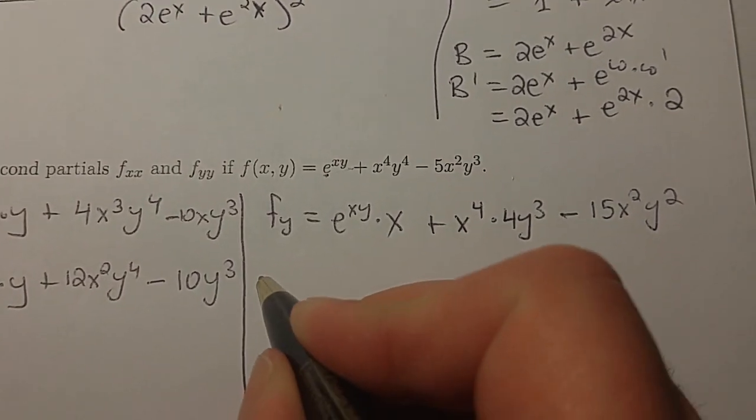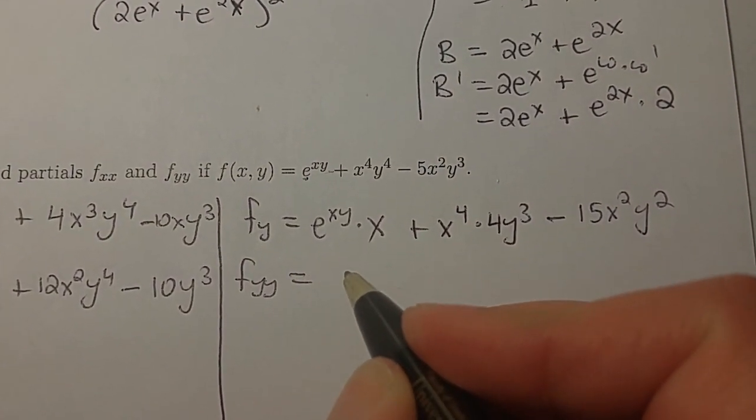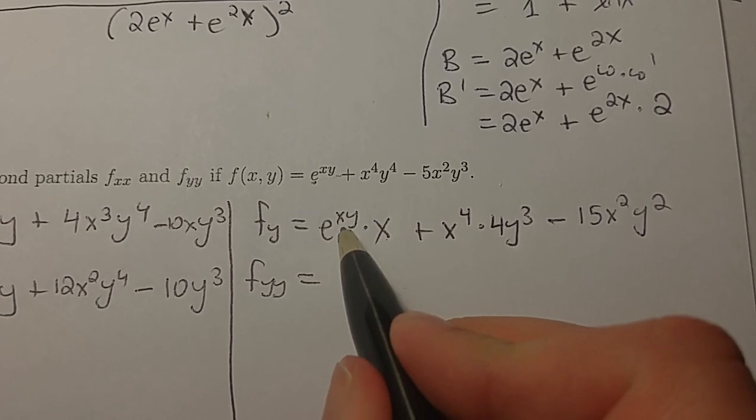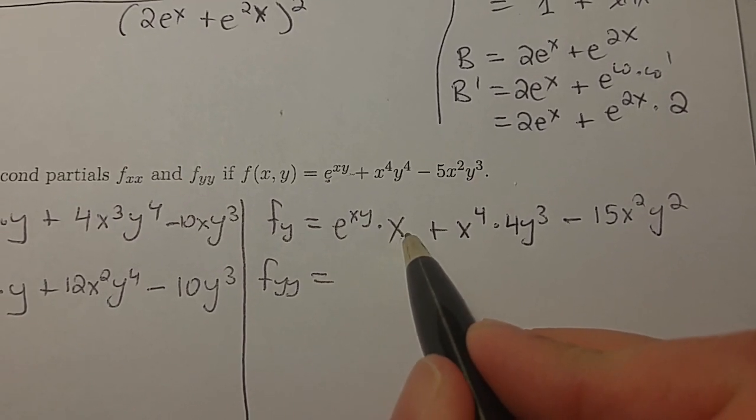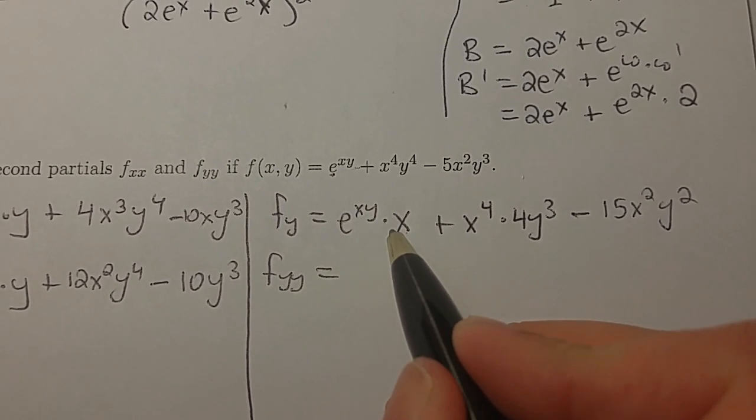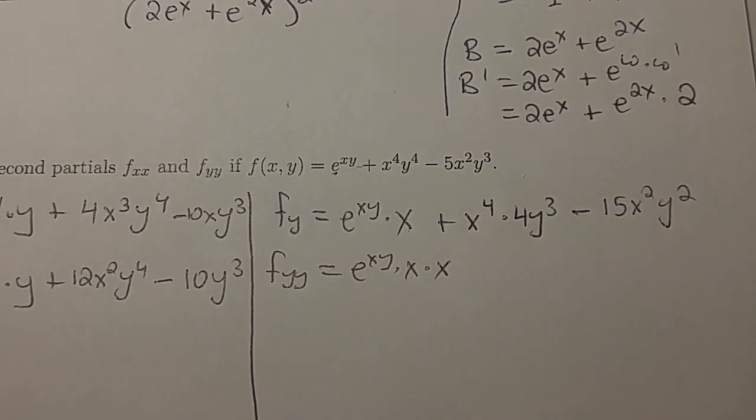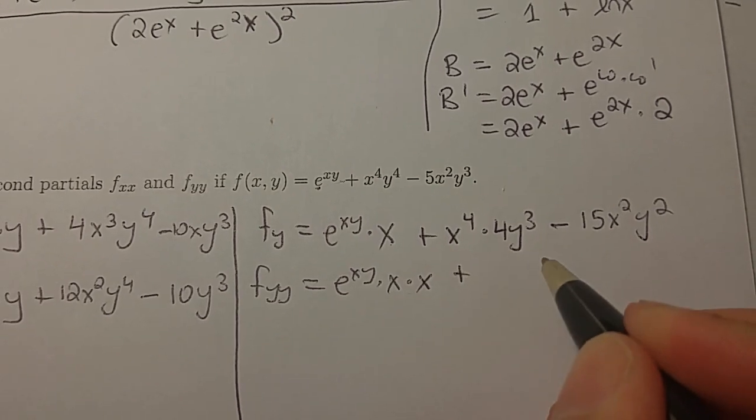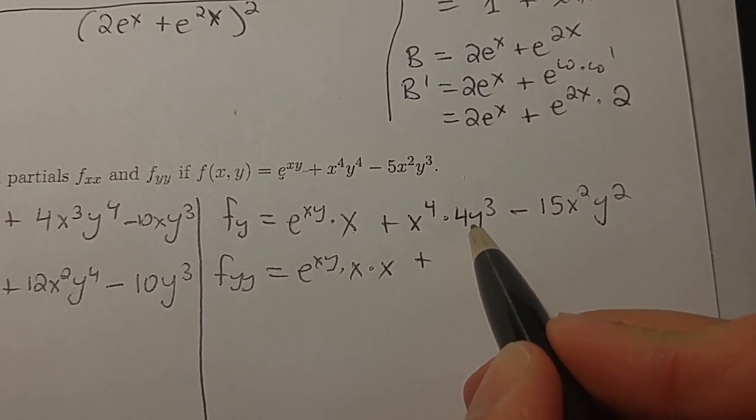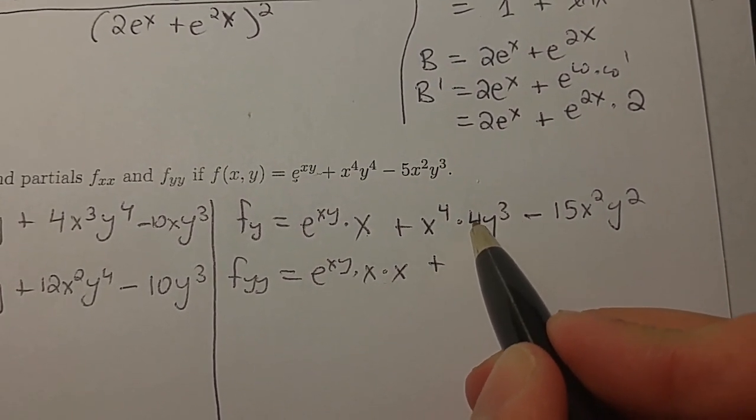Now we take the derivative of that again with respect to y. We have constant times e to the w. We'll get constant times e to the w times w prime. So e to the xy times x times another x. Plus, we take the derivative of constant times 4y to the 3. 3 will come down, we'll get a 12.